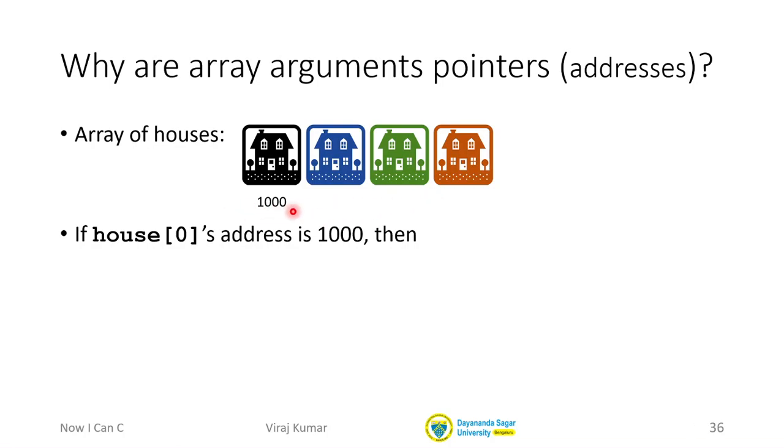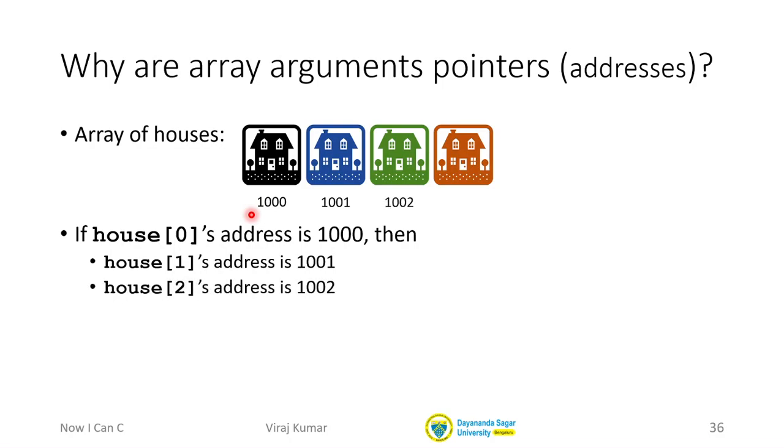But we know how houses are numbered typically along a road. So we know that if house 0 has address 1000, then obviously house 1 will have address 1001 and house 2 will have address 1002. And in general, if we want to know the address of house K, even if that's very, very far away, we have a very simple formula for calculating it. Now, this is exactly the idea that we're going to try and take advantage of.